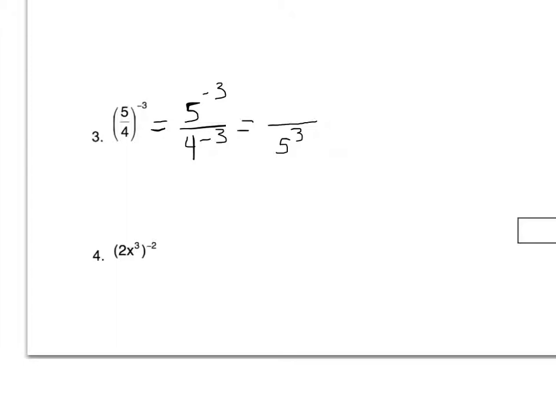And because my 4 to the negative third is already in the denominator, I'll bring it to the numerator and write it as 4 to the third power. I now have positive exponents on it, and I can clean this up if I want to simplify the rest of the way. 4 to the third power would be 64, and 5 to the third power would be 125, and that would be my simplified answer.